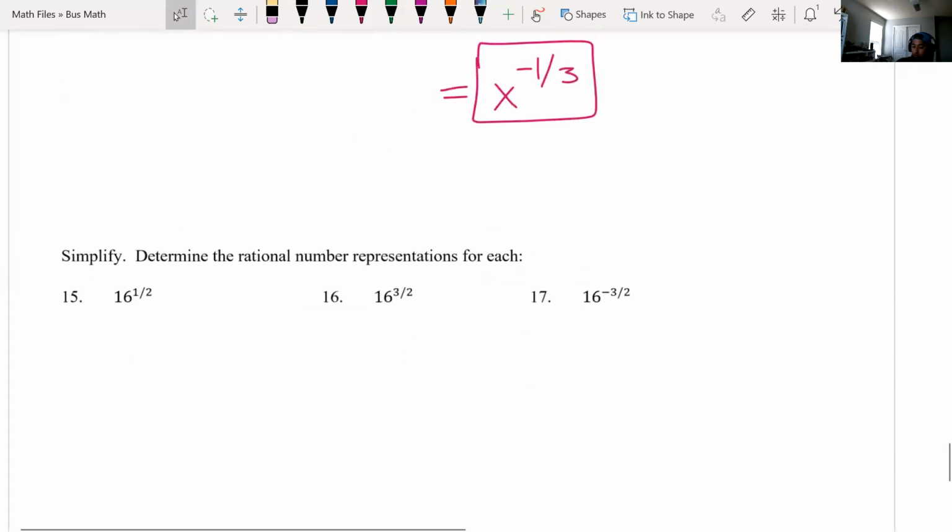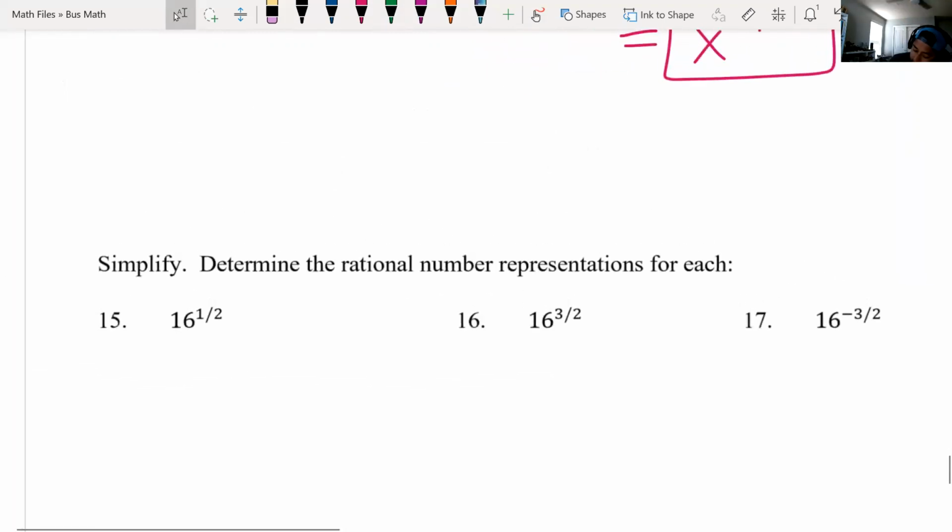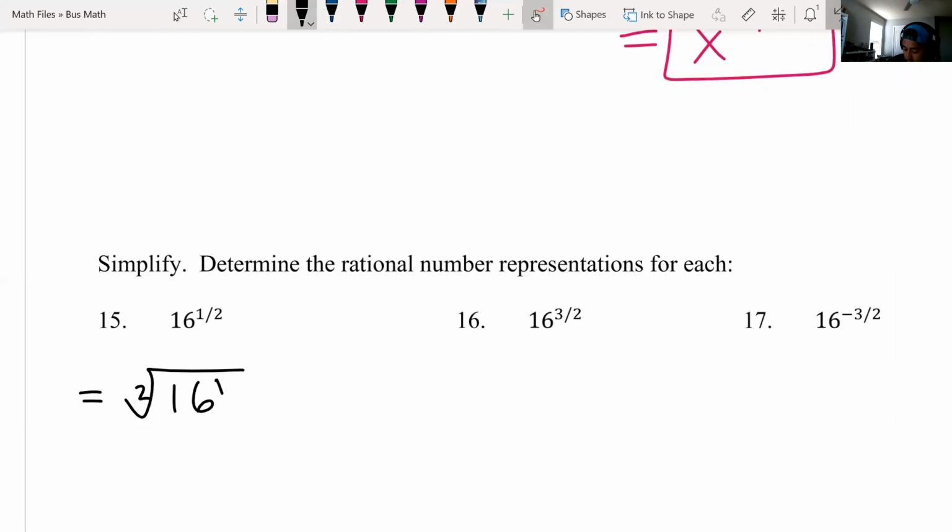Last 3. Simplify. Determine the rational number representations for each. So this one wants us to actually reduce these numbers. So 16 to the 1/2. If we use our properties from above, 16 to the 1/2 becomes the square root of 16. Again, that 2 goes in there, but we don't need it there. We know that that is the symbol for the square root. And we're going to get 4.